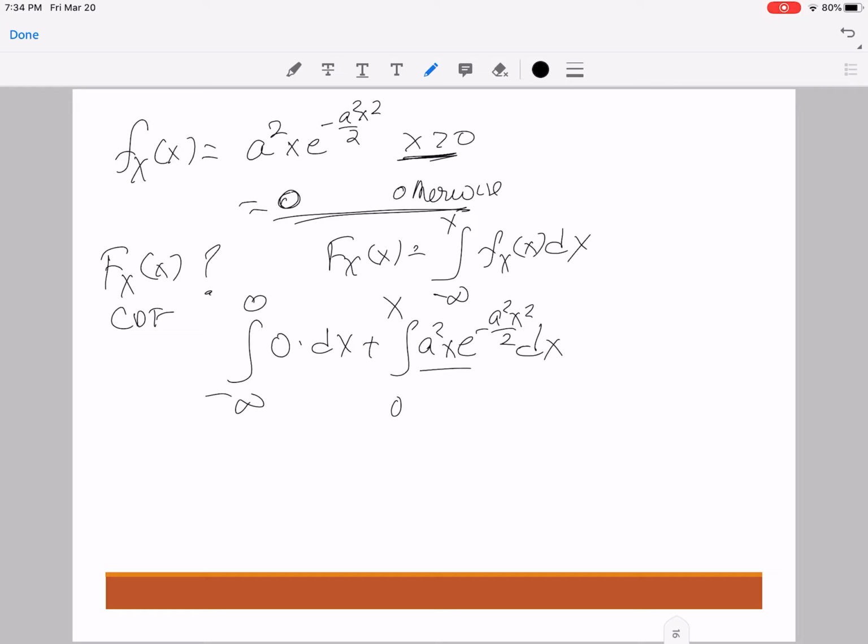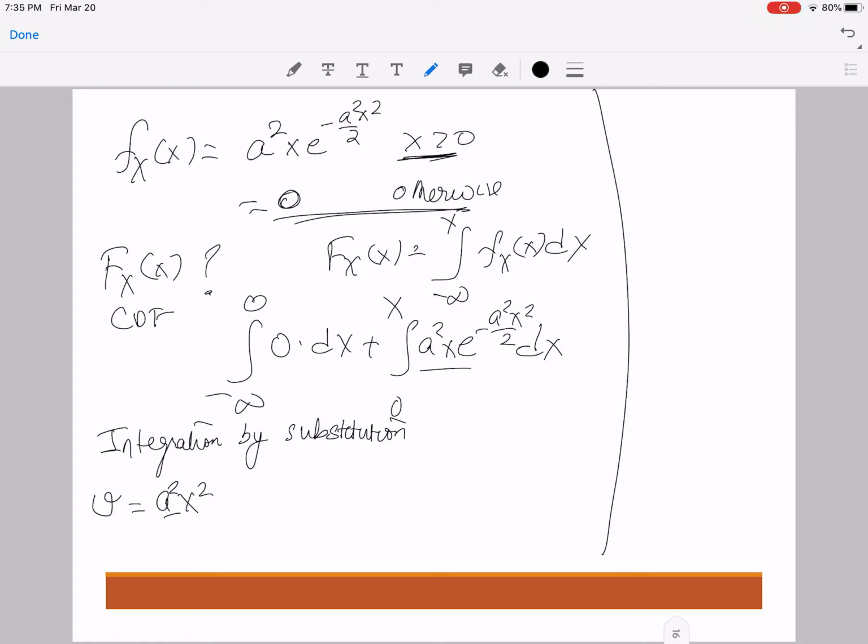Okay, so let's solve this integral. Now, I'm going to show you a technique called integration by substitution. You must have seen this in your Calc 2. So what I'm going to do is declare a variable called v and set it to a squared x squared over 2. And then if I differentiate both sides with respect to x, I get 2a squared x, and therefore dv is equal to 2a squared x dx.